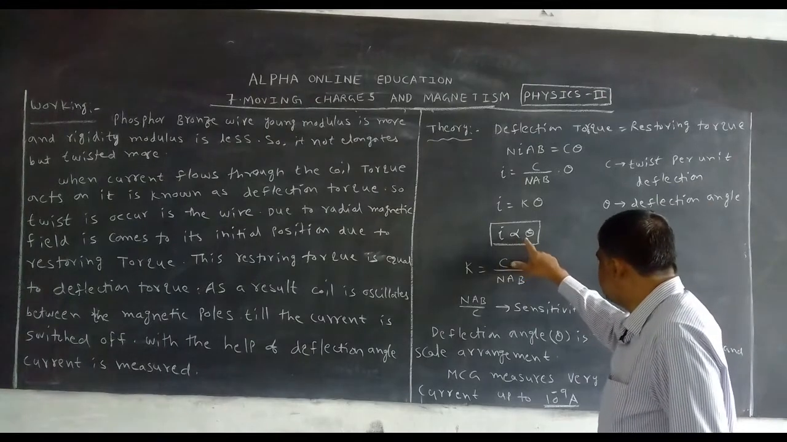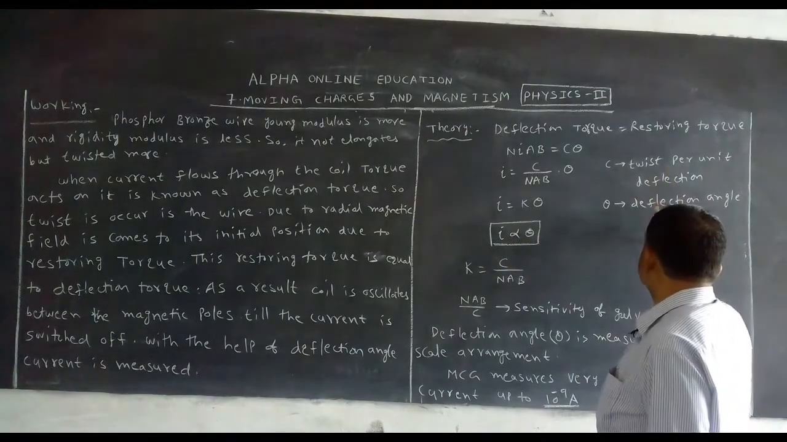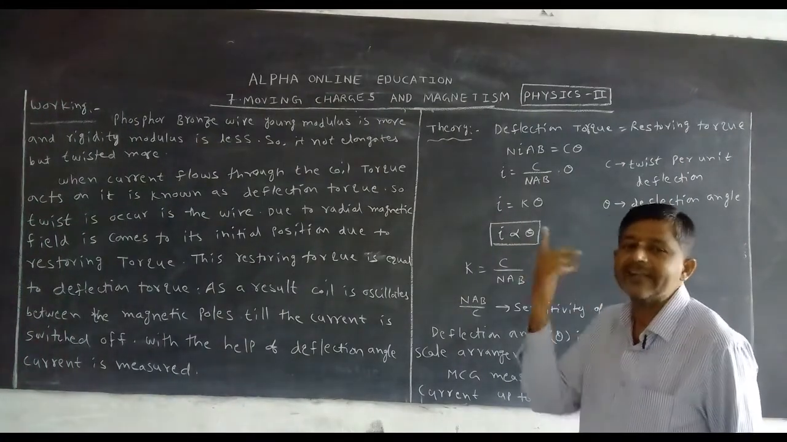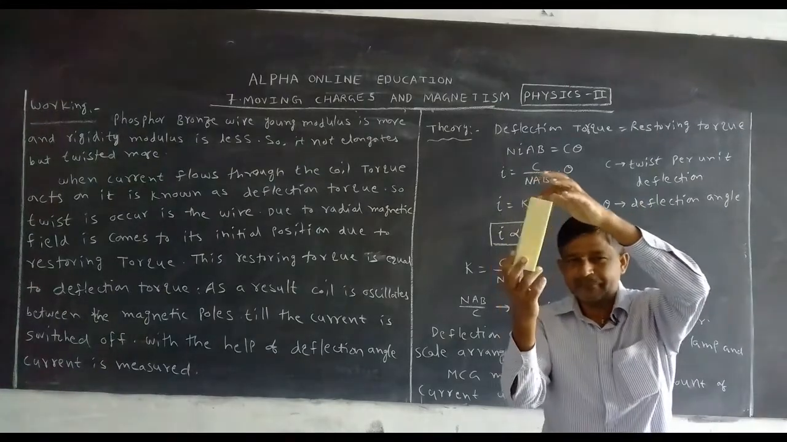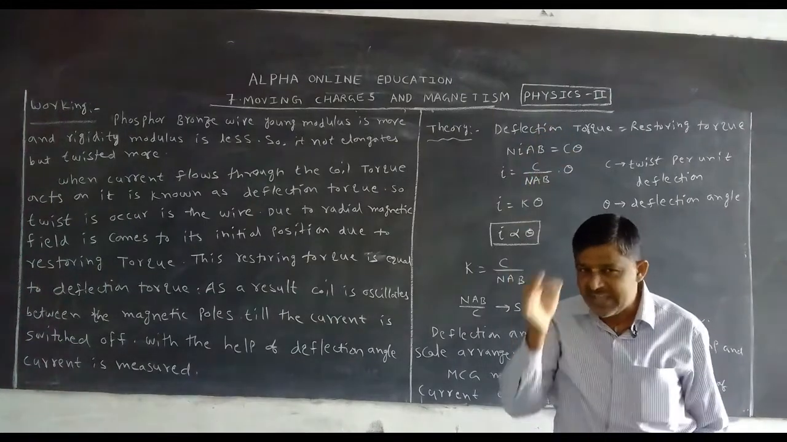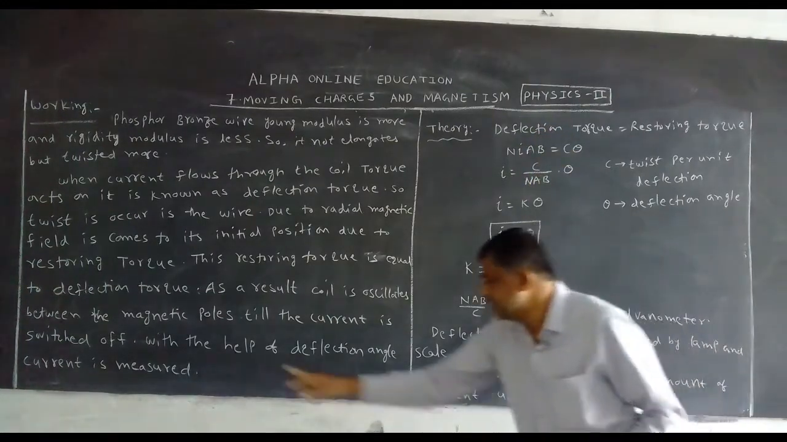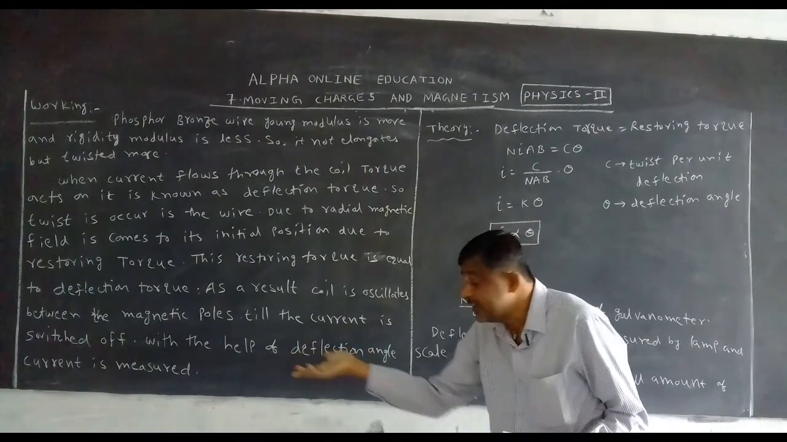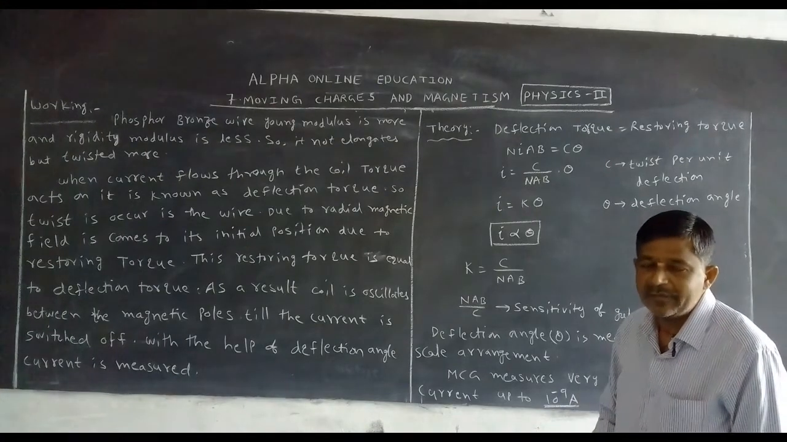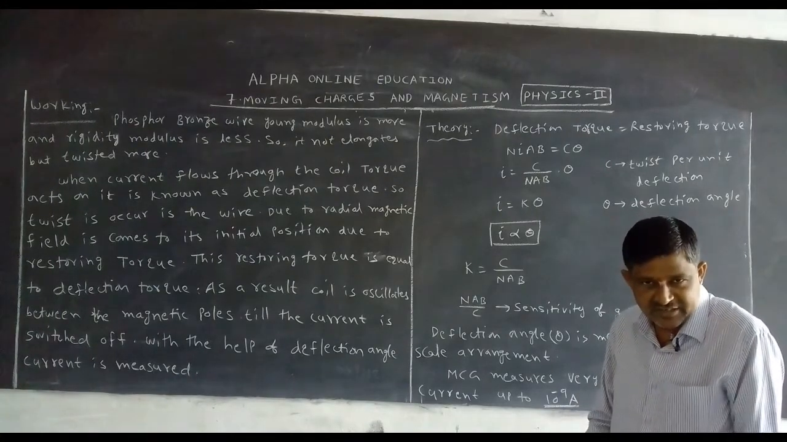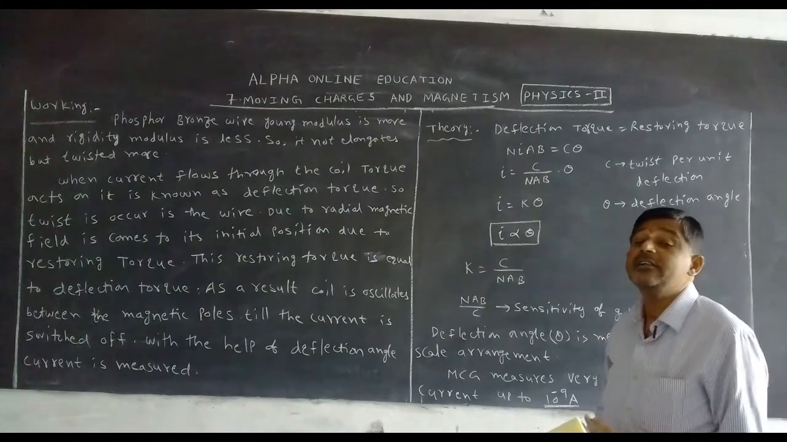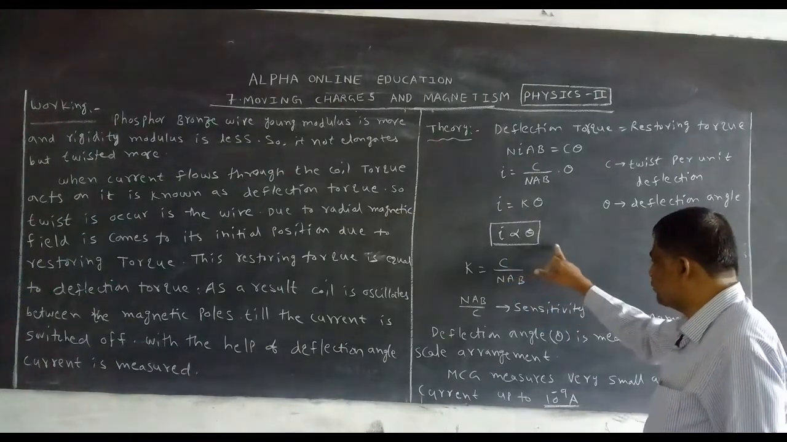I is proportional to theta. What is theta? The deflection angle. When the deflection angle is more, the current in the wire is more. When this angle is more, the flow of current is more. With the help of the deflection, current is measured in the coil. That's why, what is a moving coil galvanometer? A device that measures current with the help of the deflection angle. What is the principle? I is proportional to theta.